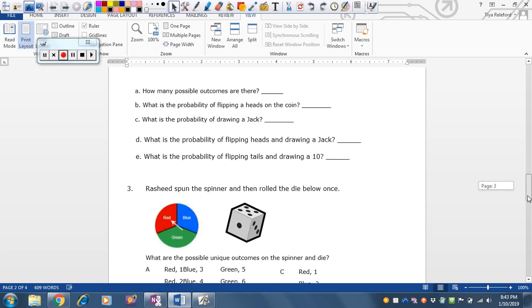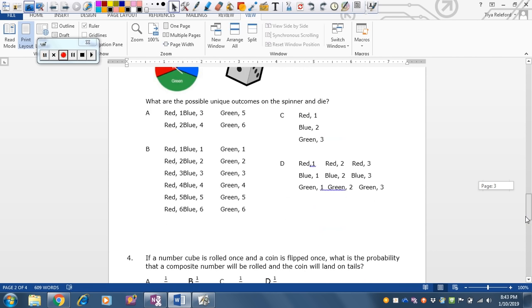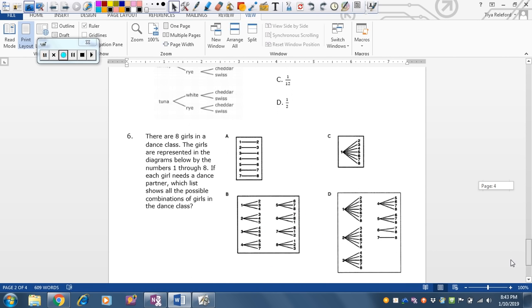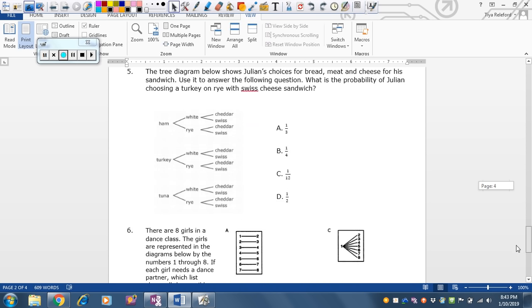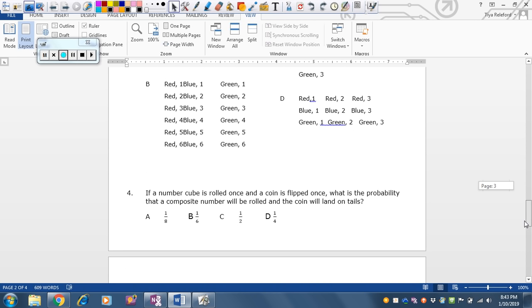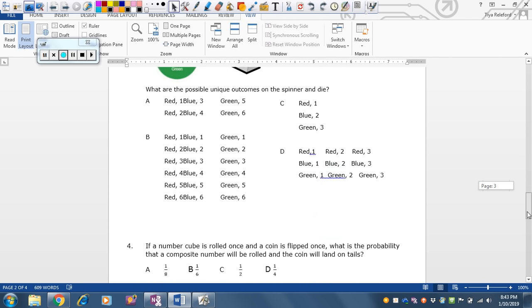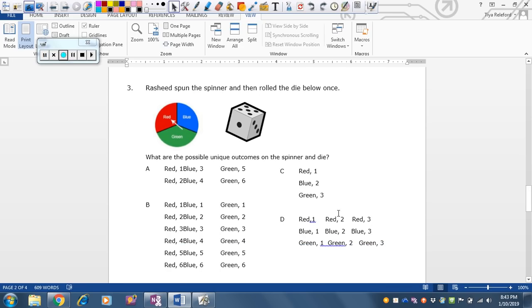Now when you finish the rest of your problems, it's not very many. It'll go pretty quickly. Number 6 is probably the trickiest. Remember, you don't have to do them in order, but I would save number 6 for last because that's probably the trickiest one you have today.